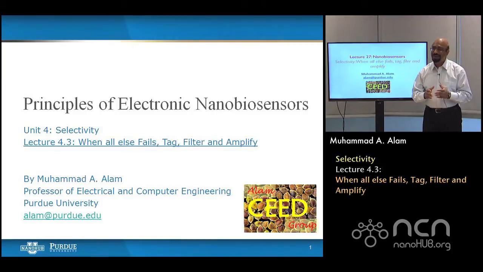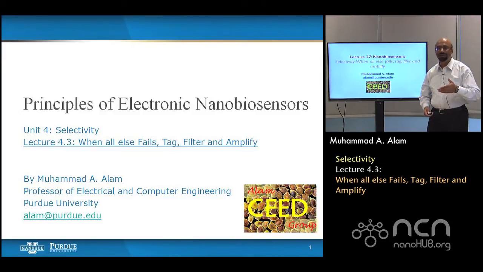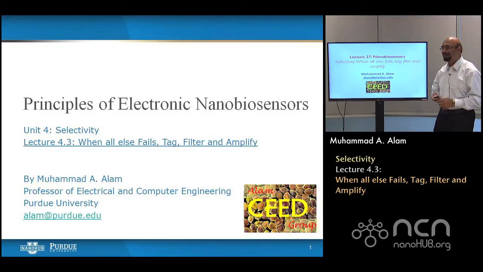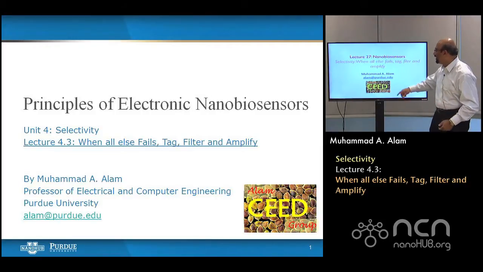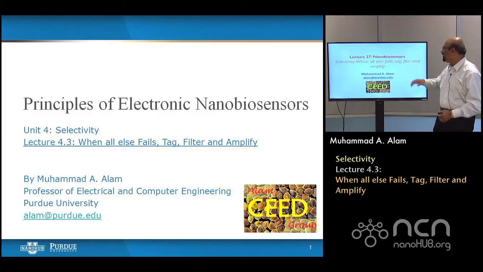Now, as you saw last time in my discussion, these may be fundamental. And if they are fundamental, there is nothing much we can do about it. We can increase the temperature a little bit to differentiate between target molecule and the parasitic molecule, but sometimes the gap may be just too small. What do you do in that case? Today I'll give you a recipe about what can be done and what people have been doing. And the basic point is this: when all else fails, tag, filter, and amplify.